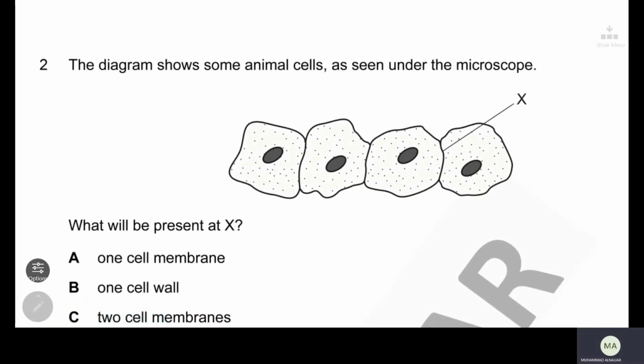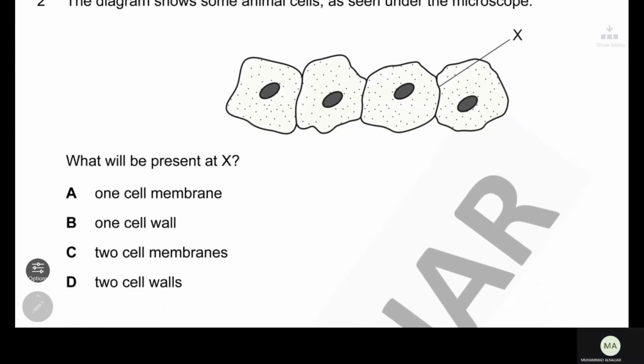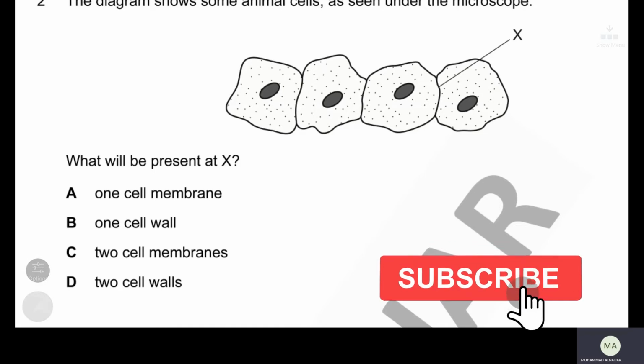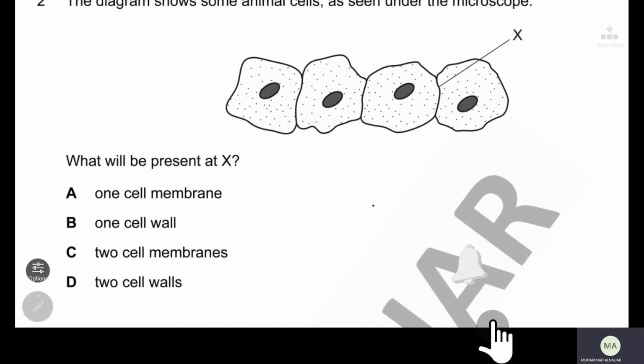Question number 2. The diagram shows some animal cells as seen under the microscope. What will be present at X? A, one cell membrane. B, one cell wall. C, two cell membranes. D, two cell walls. One cell membrane? Surely not. Why? Because this shows two adjacent cells, so it is not one cell.